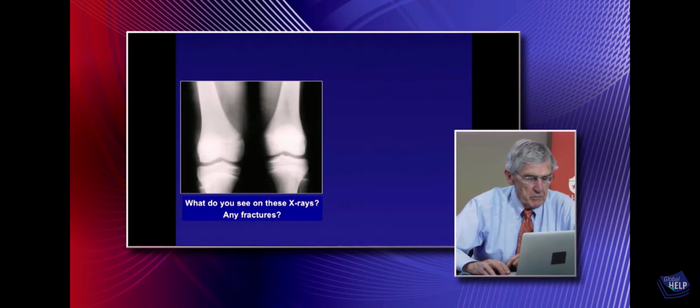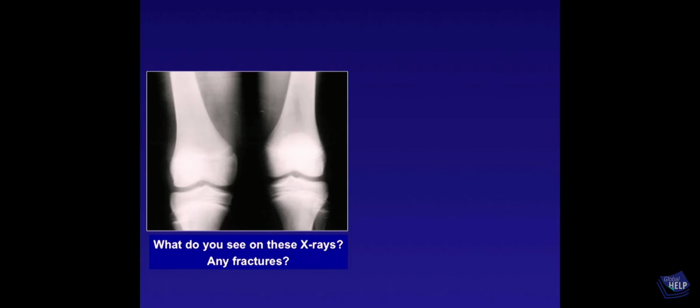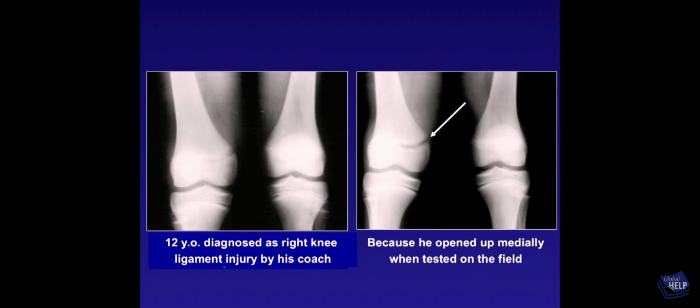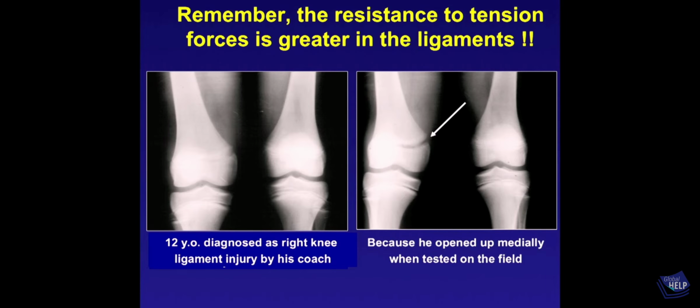And here's a good example. This is a football player. What do you see on the x-rays? Some widening of the physis. Yeah, medial, right, on his right knee. And the coach and the trainer ran out. He got hit from the side. He had a valgus force. Couldn't walk. They went out there and checked his knee, and it opened up. And they said, "Oh my Lord, he's got a bad knee ligament injury," because he opened up when you did a valgus stress on him. But where did the failure occur? In the physis. Yeah, because the ligaments are stronger. Remember, the resistance to tension forces is greater in the ligaments.